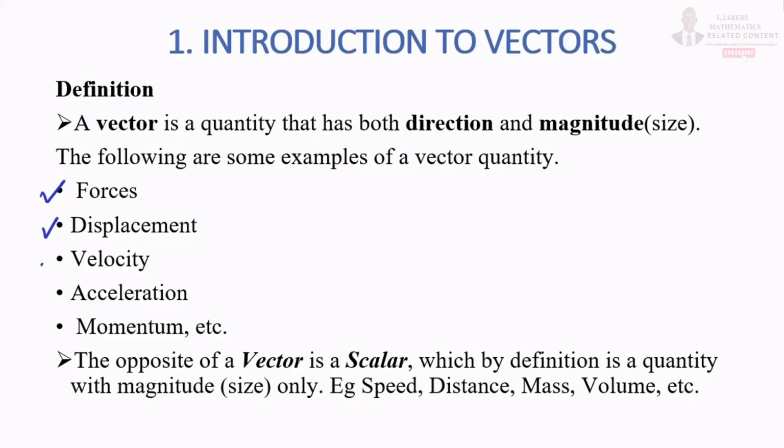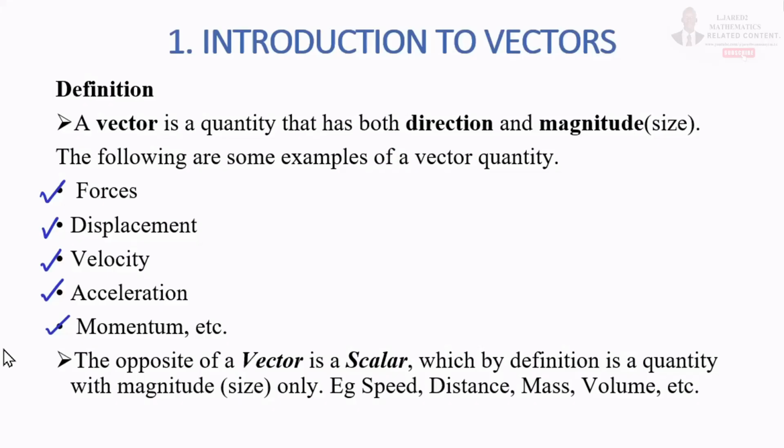Then another example is velocity, which is simply the change of displacement with time, how displacement is changing with time. Then another example of a vector quantity is acceleration, which by definition is the change of velocity with time. Then lastly, we have another example, which is momentum, and many others, and so on.